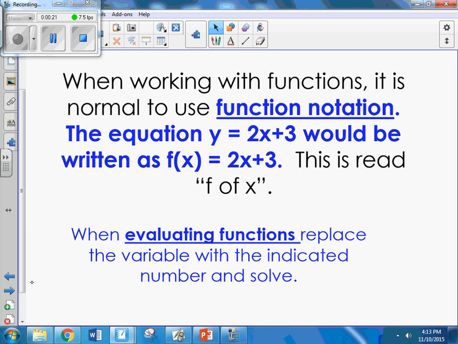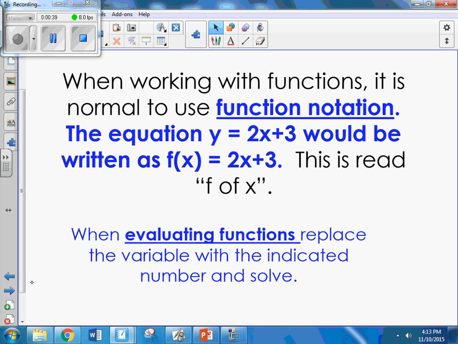So if you need to pause it, do so, but basically when you're working with a function, it's normal to use function notation, and we talked about what a function was yesterday. Functions pass the vertical line test, or for every input x value, you have exactly one y value.